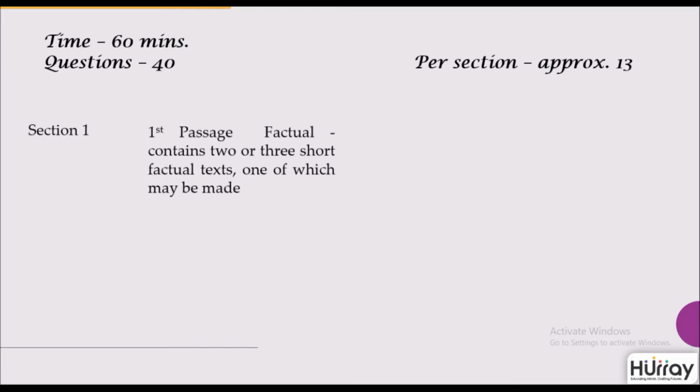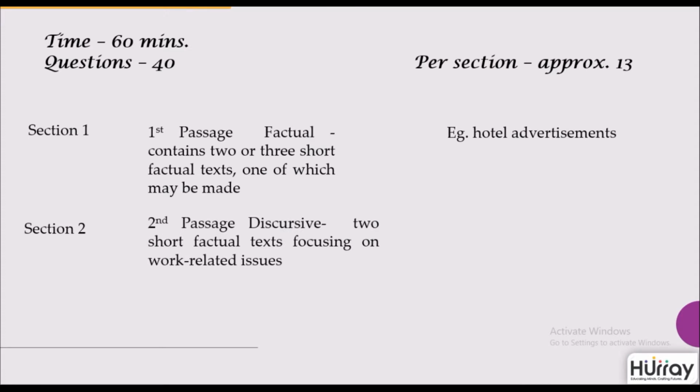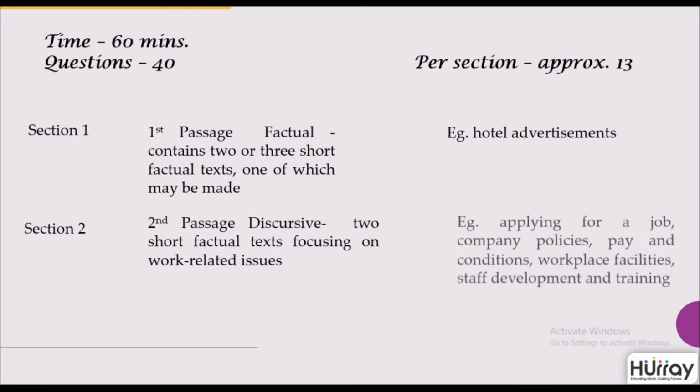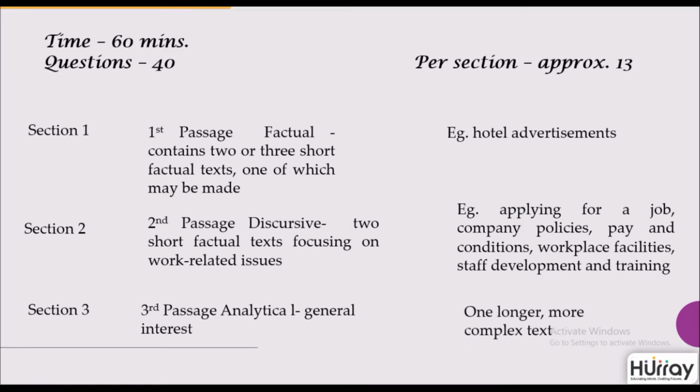Section 1 consists of factual texts where you're given 2 to 3 short texts. For example, texts on hotel advertisements. Section 2, the passages here are mostly discursive in nature. It could be related to work. For example, applying for a job, company policies, pay conditions, workplace facilities, etc. Section 3 consists of a long analytical passage of general interest. It is a more complex text.